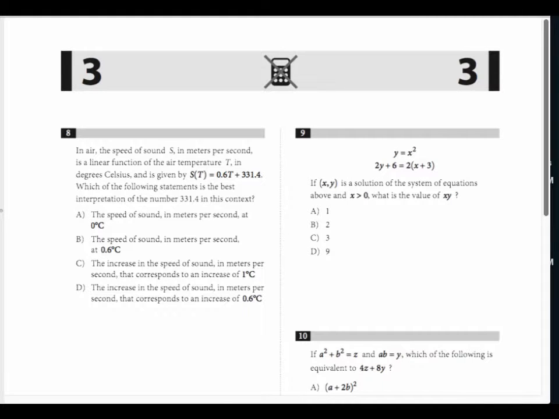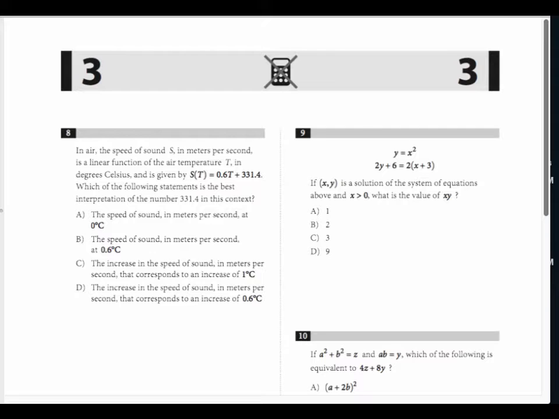For problem number 8, we're told that in air, the speed of sound s in meters per second is a linear function of the air temperature T in degrees Celsius and is given by S of T is equal to 0.6 T plus 331.4. Which of the following statements is the best interpretation of the number 331.4 in this context?